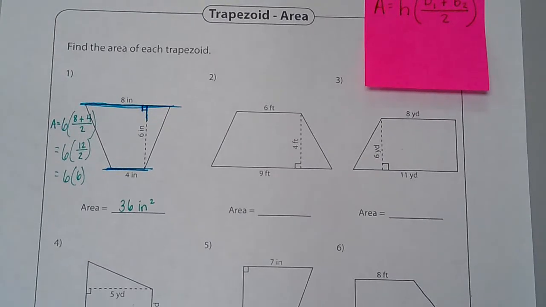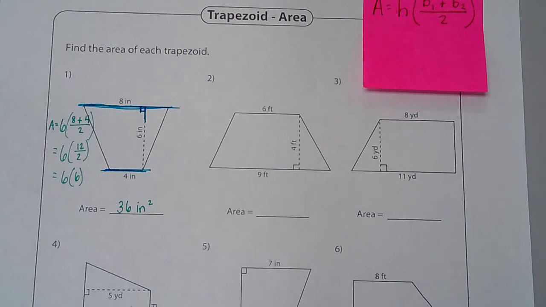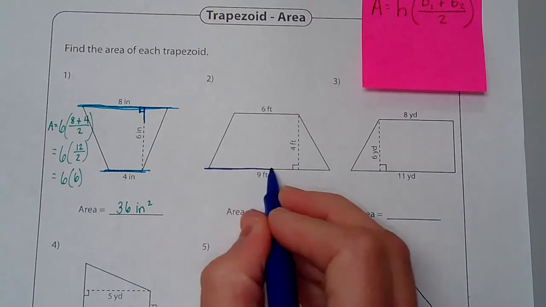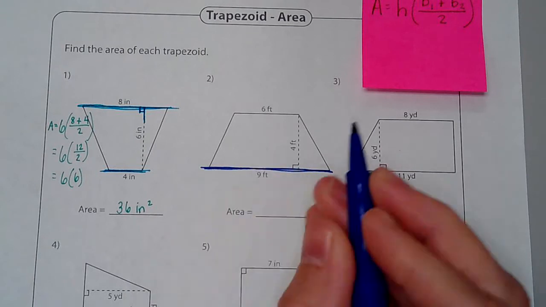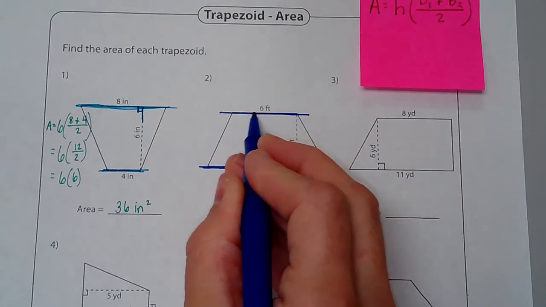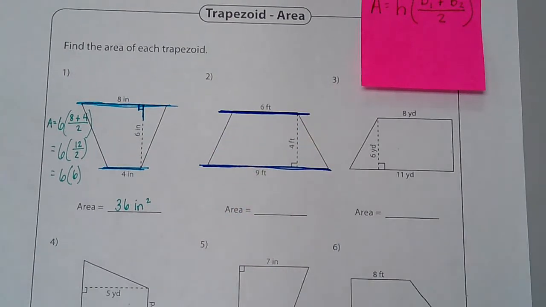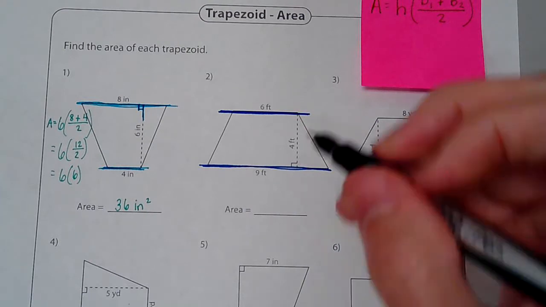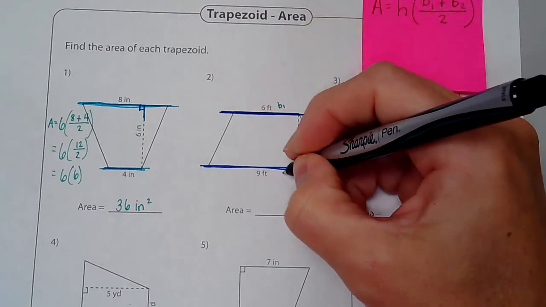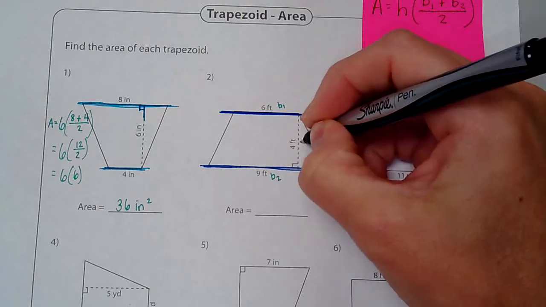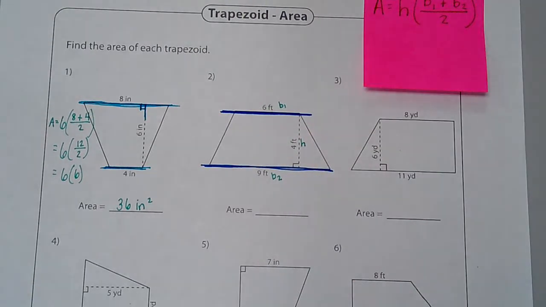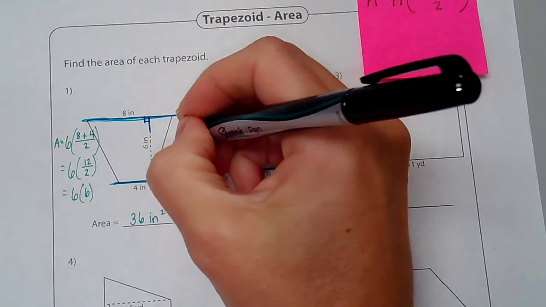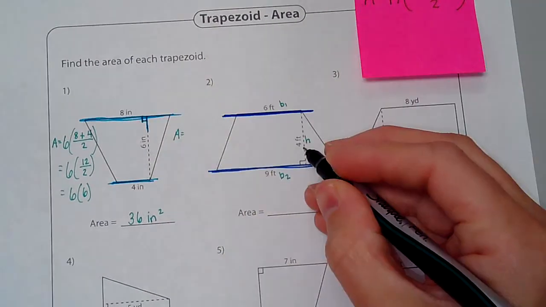All right. Let's look at the next one. Okay. This line down here is parallel to this line up here. Okay. So those are my bases. 6 and 9 are my bases. So this is base 1, this is base 2, and here's your height. Now you're just plugging it in. Okay. So we said the height is 4.